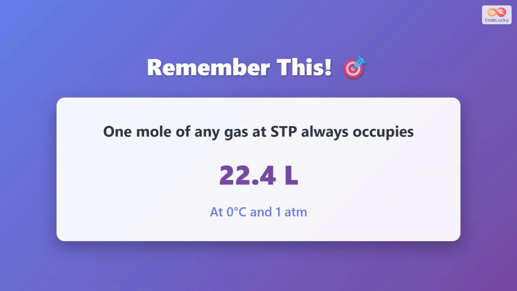Let's recap the most important point from this lesson. 1 mole of any gas at STP always occupies 22.4 liters. Remember, STP means 0 degrees Celsius and 1 atmosphere of pressure. This is a fundamental constant that you should memorize because you'll use it repeatedly in gas stoichiometry problems and other chemistry calculations. Make sure you remember, 1 mole equals 22.4 liters at STP.